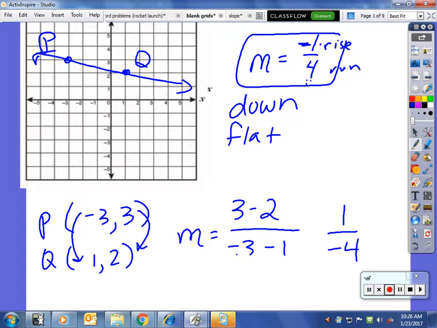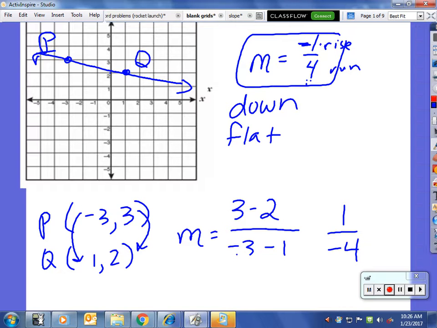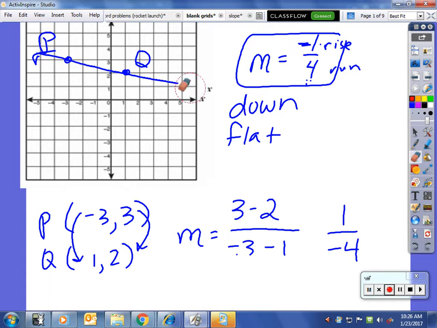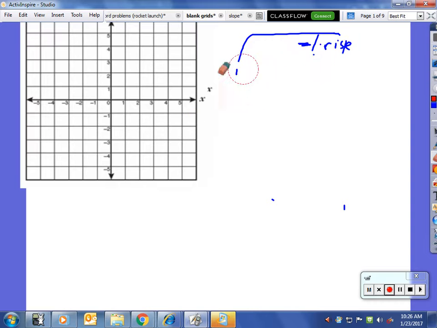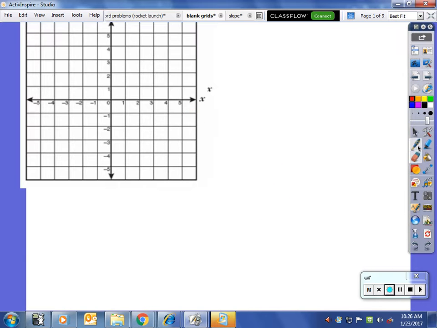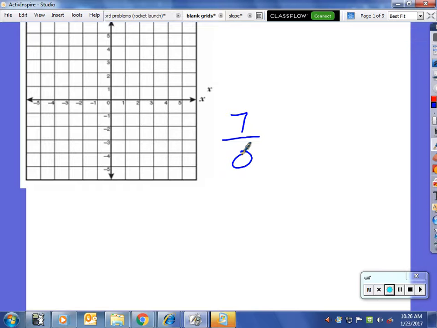Okay, so we did a steep. We did a flat. We did a neutral. Here are your 2 special cases. Before we do a special case, I want you to try this problem in your calculator. 7 divided by 0. Try that in your calculator.